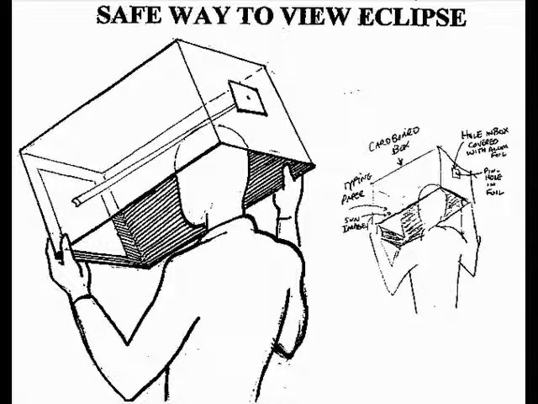To safely view a solar eclipse, prepare a box as shown here, with a pinhole at one end and a white sheet of paper at the other end on the inside of the box. Standing with your back to the sun and your head inside the box, let the sun's light shine through the pinhole and observe a small image of the solar eclipse on the white sheet of paper. Never look through the pinhole at the sun or a solar eclipse. This could cause major eye damage and possible blindness.